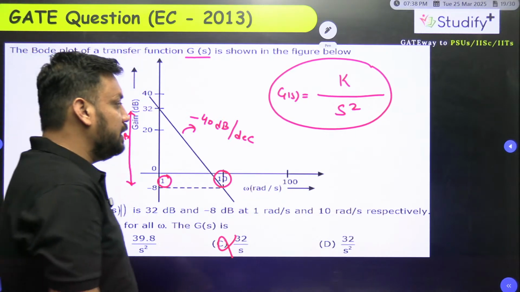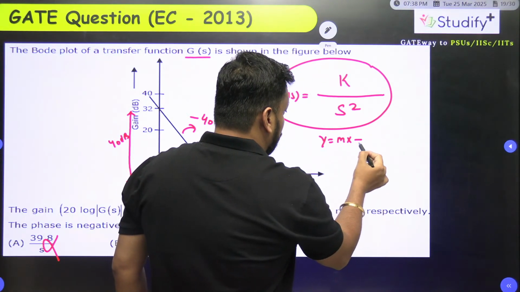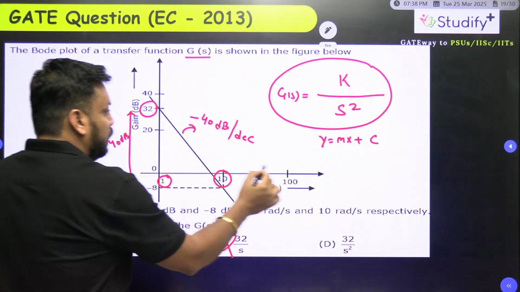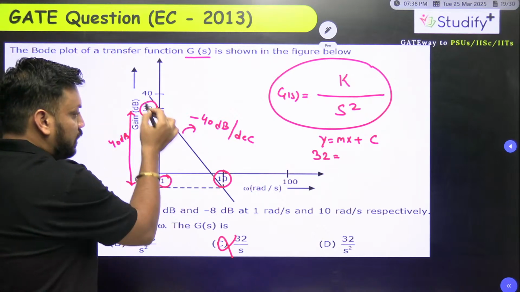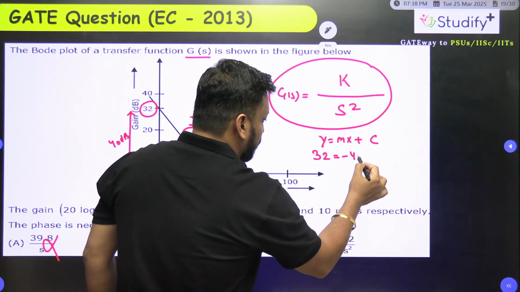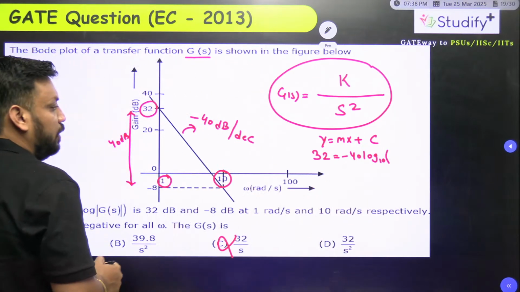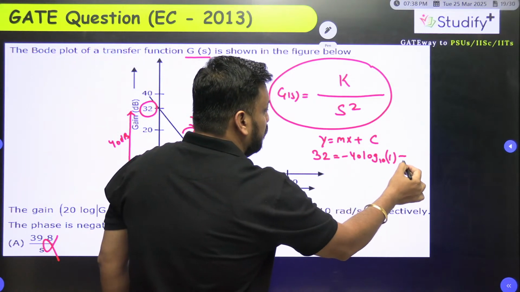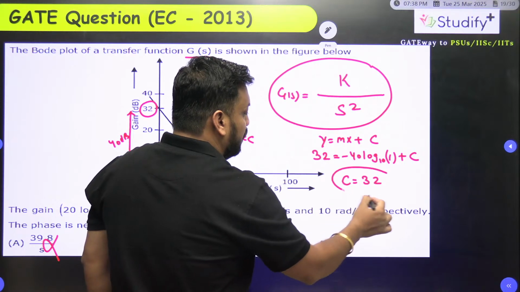Now again the basic concept says that we are looking for the k value. We need to write y equal to mx plus c. What is the y value? Y value is 32. I should write y value 32 here. What is the initial slope? So initial slope is -40. I should write here -40 log 10 because x is log 10 omega. So log 10 here is what? 1. So log 10 1 plus c, log 1 is 0. So c value itself is 32. Tell me guys, yes or no?